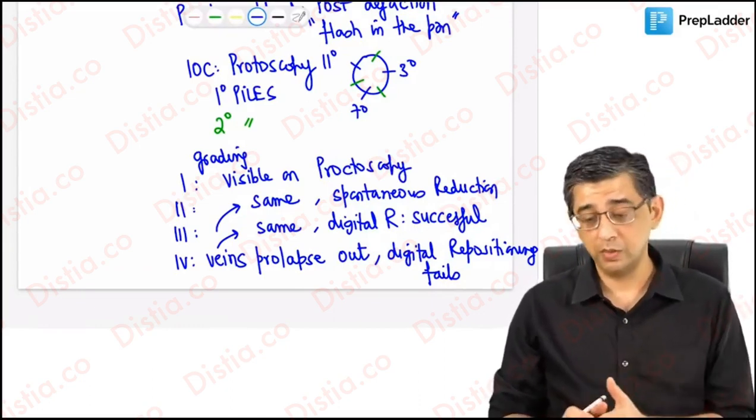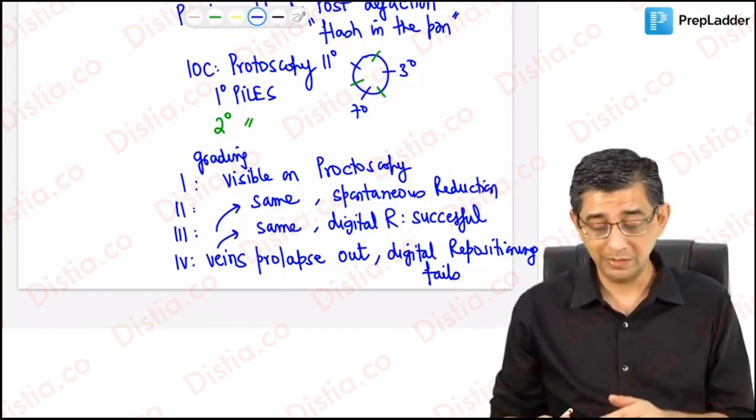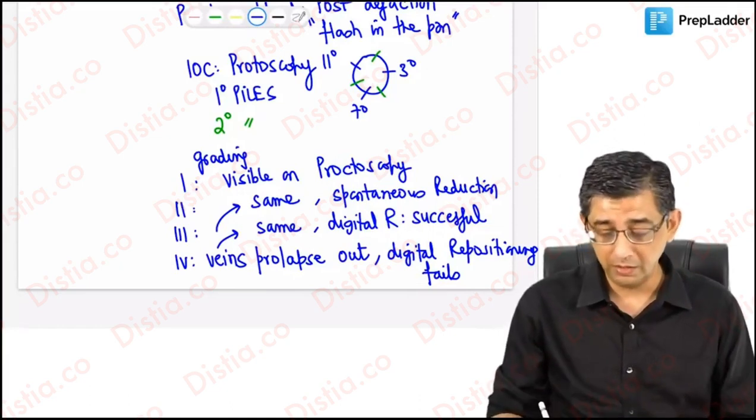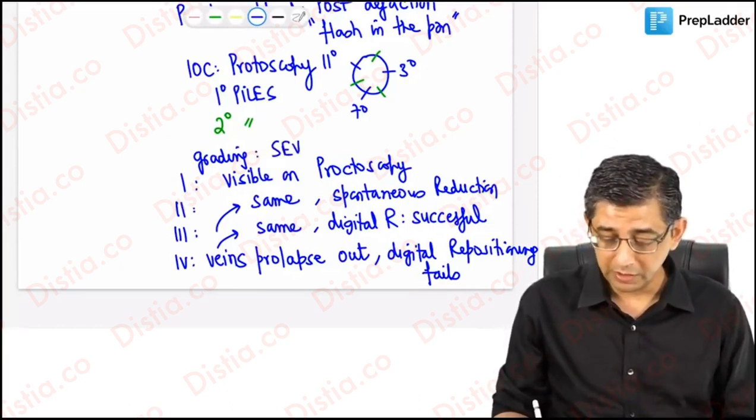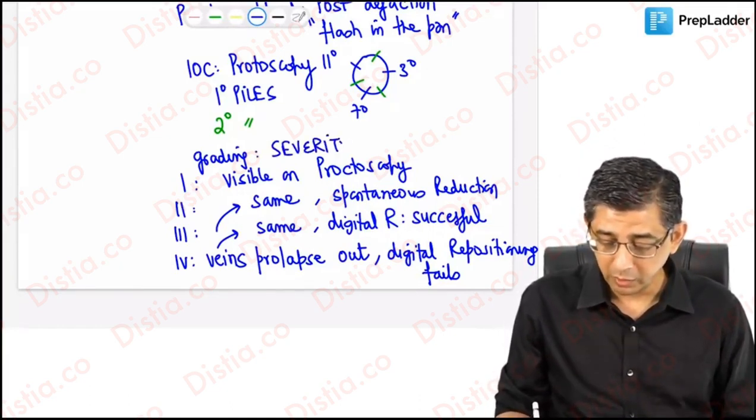So secondary piles would mean the location. And when you talk about second degree, that would obviously mean the severity component. And obviously, the treatment of this will be studied by you from surgery.